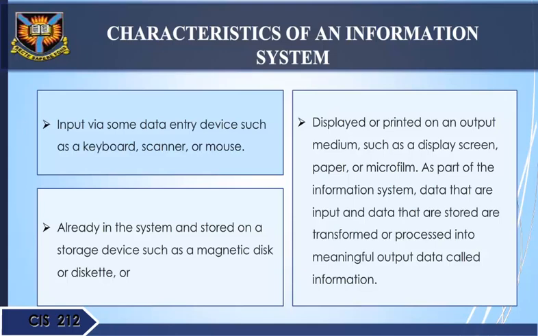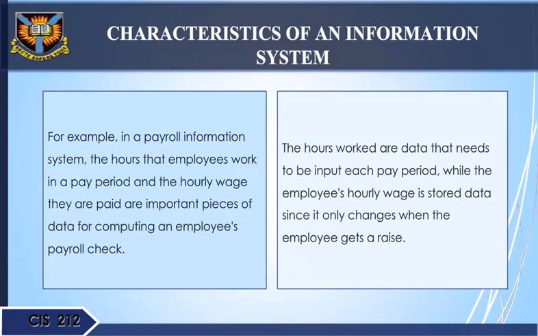As part of the information system, data that are input and data that are stored are transformed or processed into meaningful output data called information. For example, in a payroll information system, the hours that employees work in a pay period and the hourly wage they are paid are important pieces of data for computing an employee's payroll check. The hours worked are data that need to be input each pay period, while the employee's hourly wage is stored data since it only changes when the employee gets a raise.